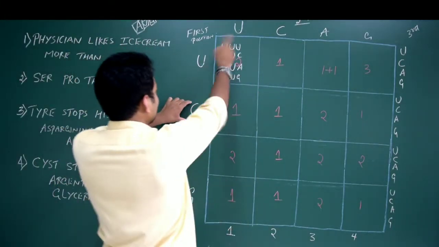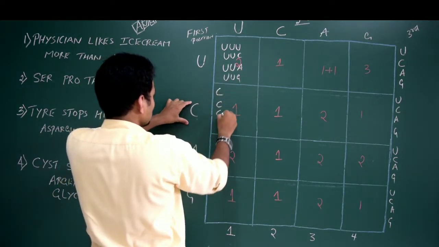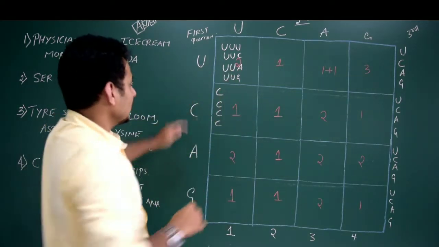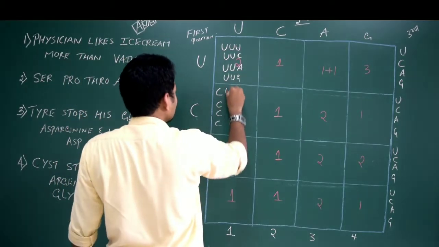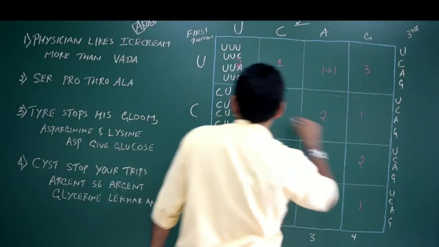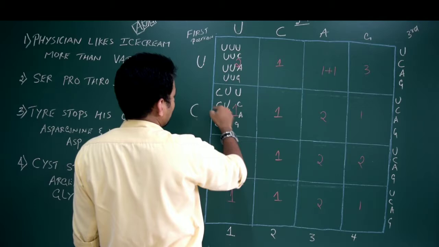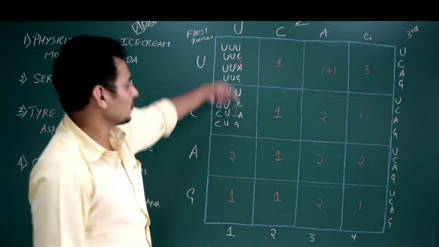So let us go to the second box of the first line. C common, C common. So C common. Okay. So here the second position is also common, that is U. Whereas for the third position, just write UCAG in this order. UCAG. So triplet. How many codons are there? 4. 4 plus 4, 8.